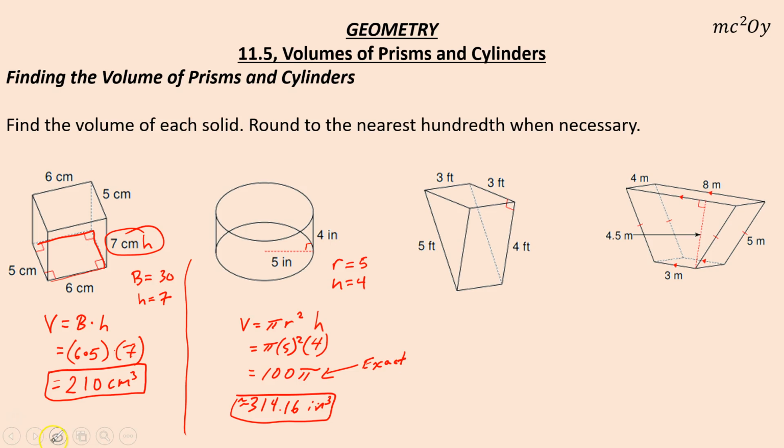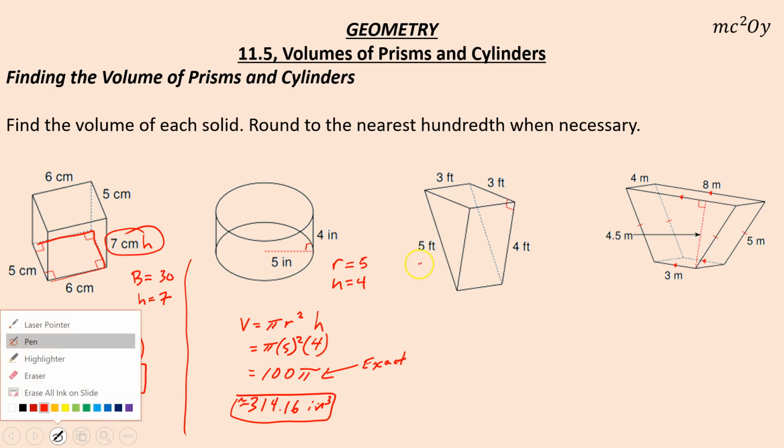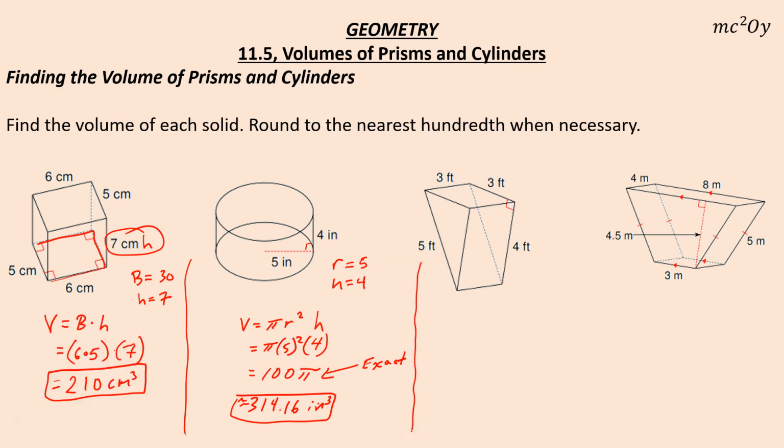Okay. Let's go ahead and try another one here. Notice on this one we have a triangular prism. We know it's a triangular prism because it has a bunch of rectangles connecting two congruent triangles. Okay, so there we've got it.